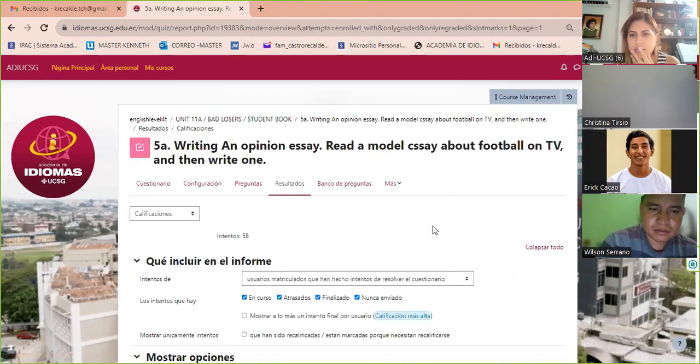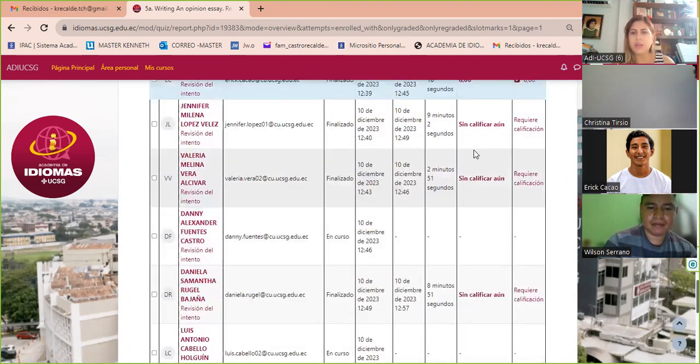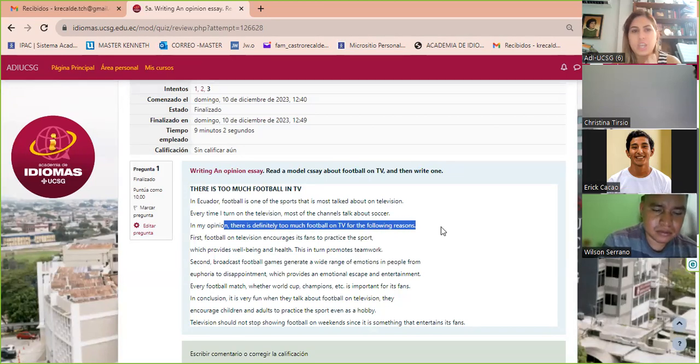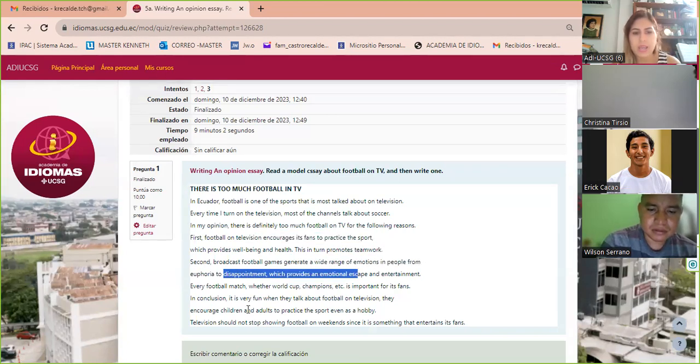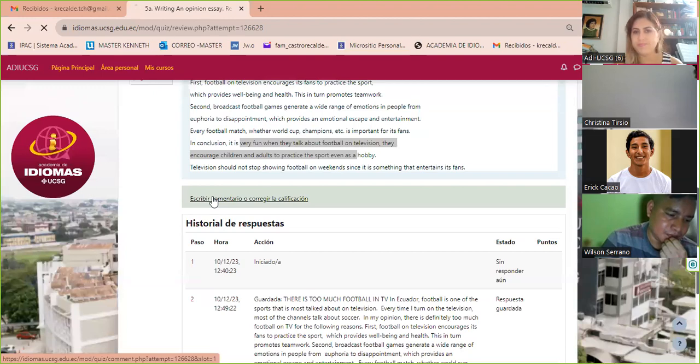Okay, let me see who's missing. Is missing my dear Jennifer. J-Lo. Let me see J-Lo. In Ecuador, football is one of the sports that is most talked about on television. That's a good introduction. Every time you turn on television, most of the channels talk about soccer. Perfect introduction. In my opinion, there is definitely too much football. Perfect, J-Lo. The first reason. Okay, second reason. And conclusion. Excellent, J-Lo. This is awesome. This is what I wanted. So you have a 10. Perfect, J-Lo.